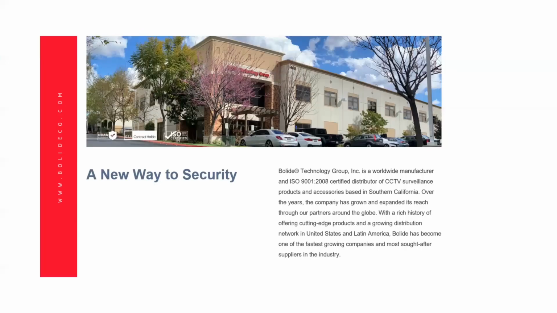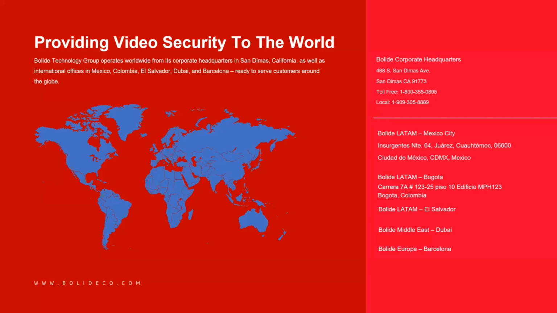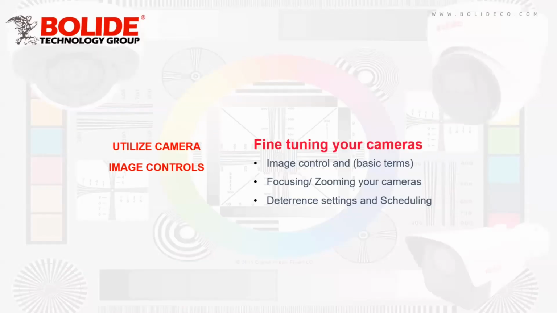We're Backlight Technology Group. We've been around for 30 years. We're in the surveillance security space, and we have locations here in the United States, Latin America, El Salvador, Dubai, and Barcelona. So we're going to be utilizing camera image controls, and we're going to go over fine-tuning your cameras with image control, basic terms, how to focus and zoom on your cameras, and activating deterrent settings and scheduling.